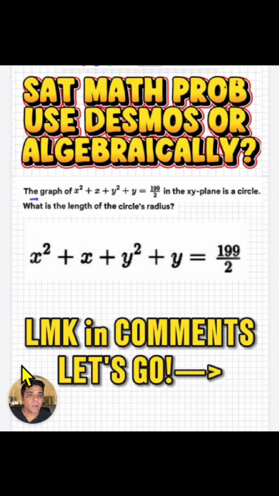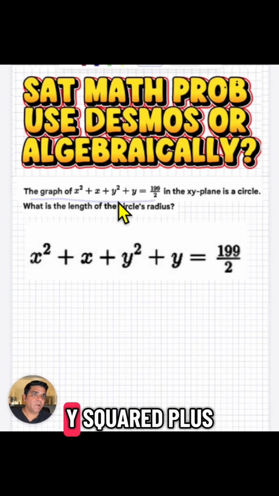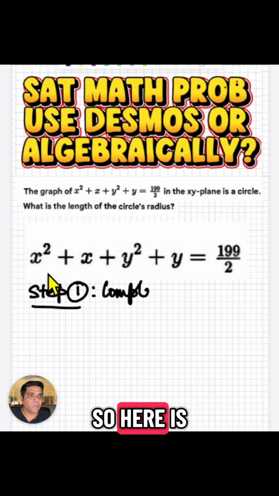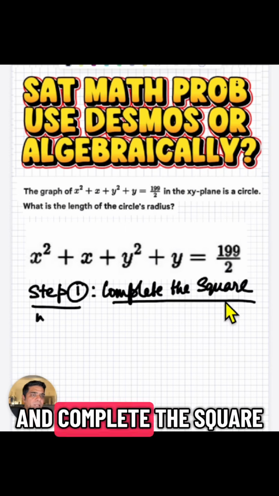Let's go. So x squared plus x plus y squared plus y equals 199 over 2 is a circle. What is the length of the radius? So here is the equation. So let's go ahead and complete the square.